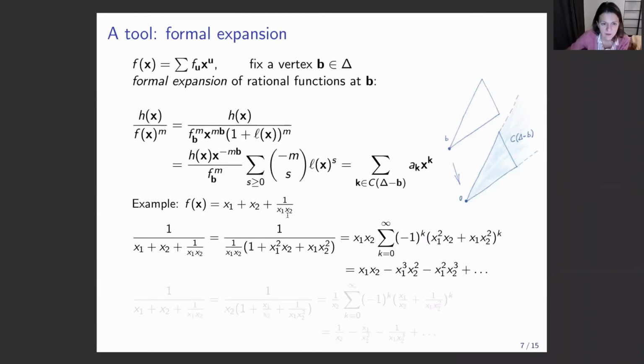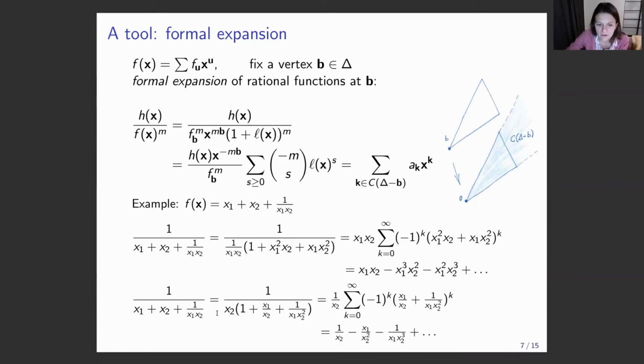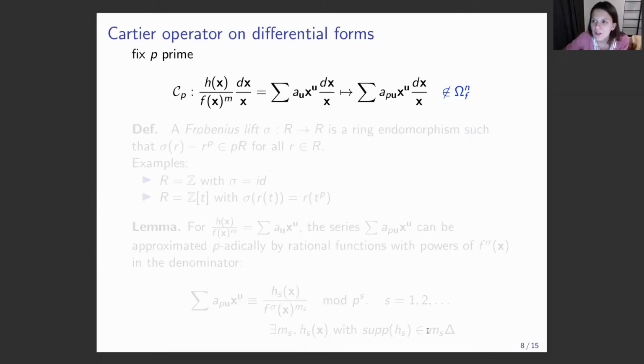Here are some quick examples. So if f is this, and we expand at the vertex corresponding to this monomial, what we do just means that we take this monomial out of the bracket in 1 over f, and then expand this as a geometric series, and that's what we get. But we could use a different vertex, and here the vertex is the monomial x2, and the result is a totally different infinite series. So for our purposes, we will fix some vertex and work with formal expansions at a vertex. This allows us to define an operation on rational functions and consequently on differential forms.